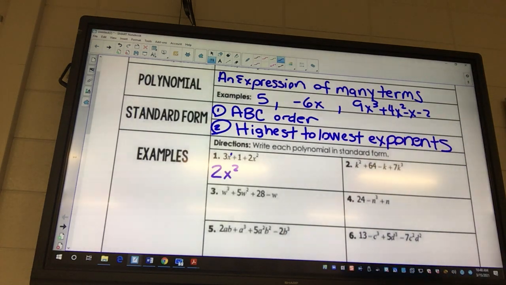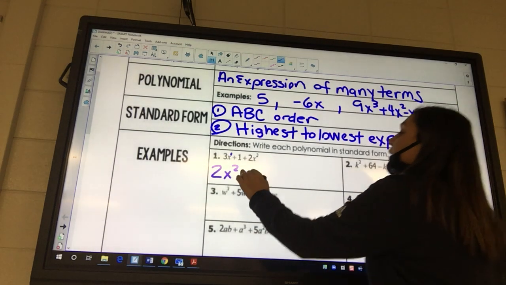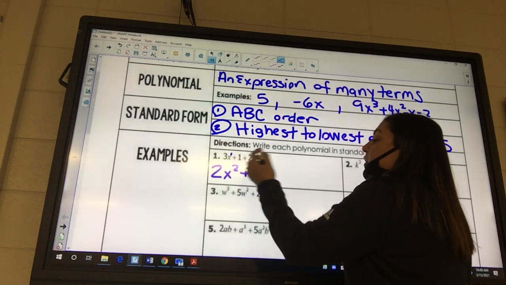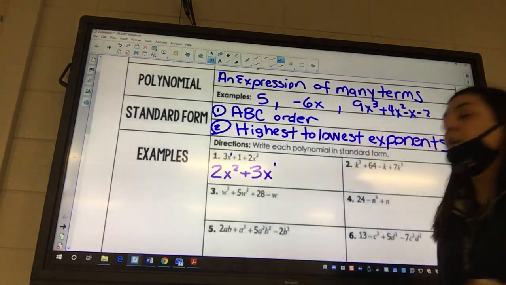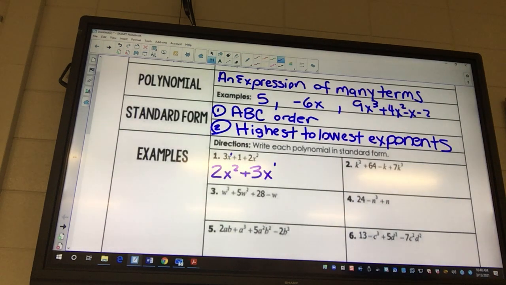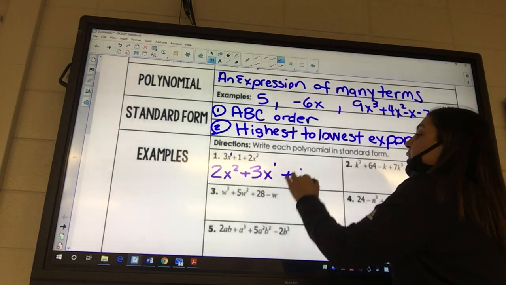What's the next highest exponent? 1. So it's going to be plus 3x, or you could say 3x to the 1. And what's the last one? You have not used it yet. Yeah, it's just going to be plus 1. Okay, we're just going highest to lowest.